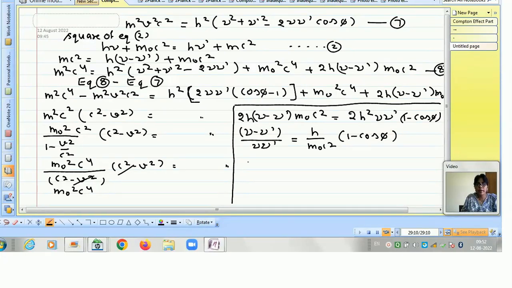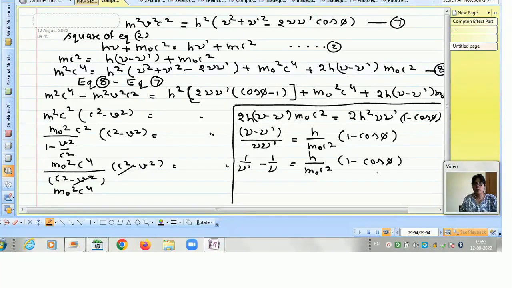So nu upon nu dash means 1 upon nu dash minus 1 upon nu. This is equal to h upon m naught c square into 1 minus cos phi. So our first objective was to find the relation between nu dash and nu. Here it is the relation of 1 by nu dash minus 1 by nu. Now let us inspect what the value of this difference will be. We know that the minimum value of cos phi is minus 1 and the maximum value of cos phi is plus 1, so it ranges between minus 1 and plus 1.